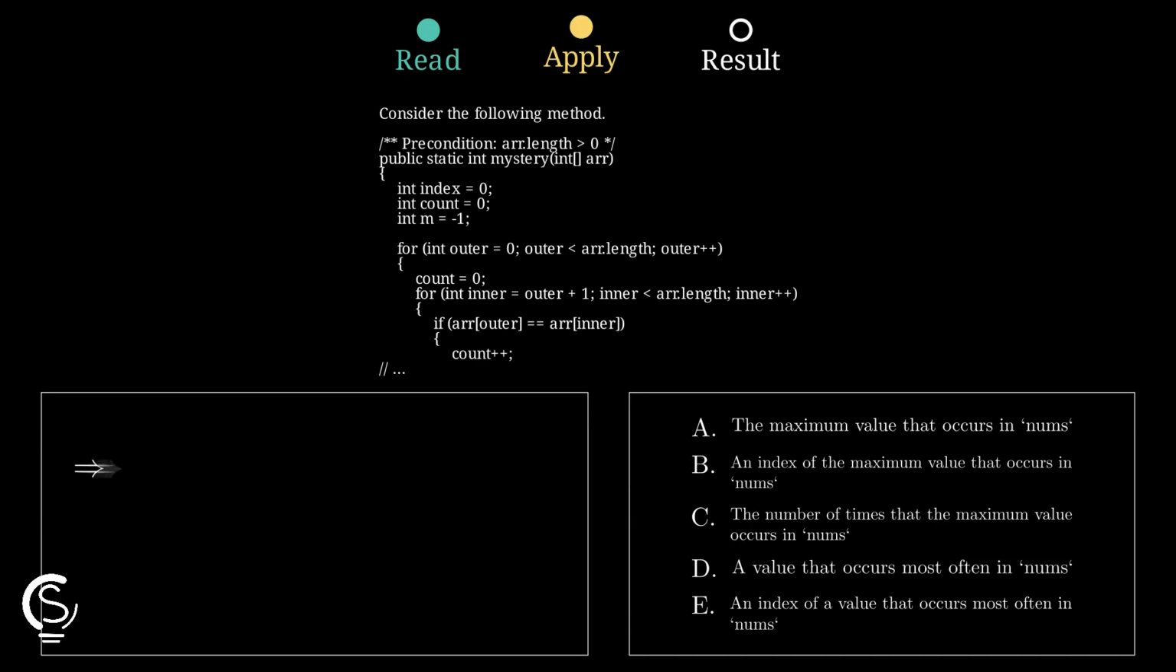Next, the variable m keeps track of the highest count found so far. If the current count is higher than m, we update our index to the current outer loop position.